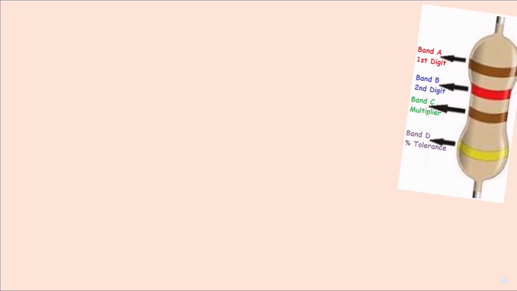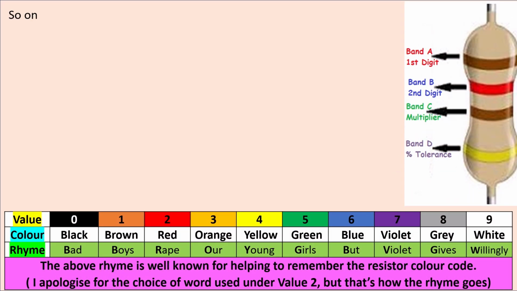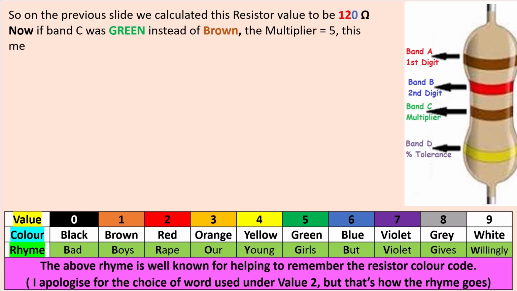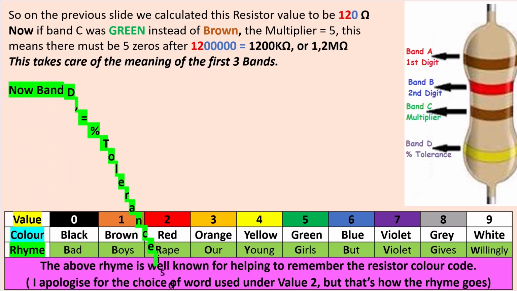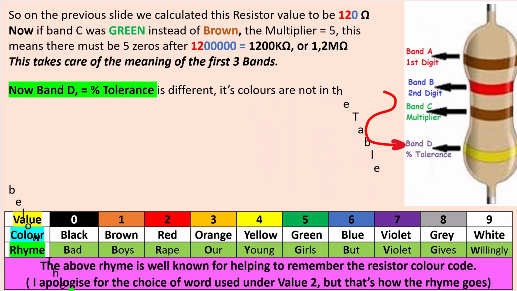So once again, there's our resistor. Here is the color-coded chart below. So on the previous slide, we calculated this resistor has a value of 120 ohms. Now, if band C was green instead of brown, the multiplier would have been 5, because you can see green and 5 are together. This means there must be 5 zeros after the 12, which gives us 1,200,000 ohms, which is 1,200 kilo ohms or 1.2 mega ohms. This takes care of the meaning of the first 3 bands.